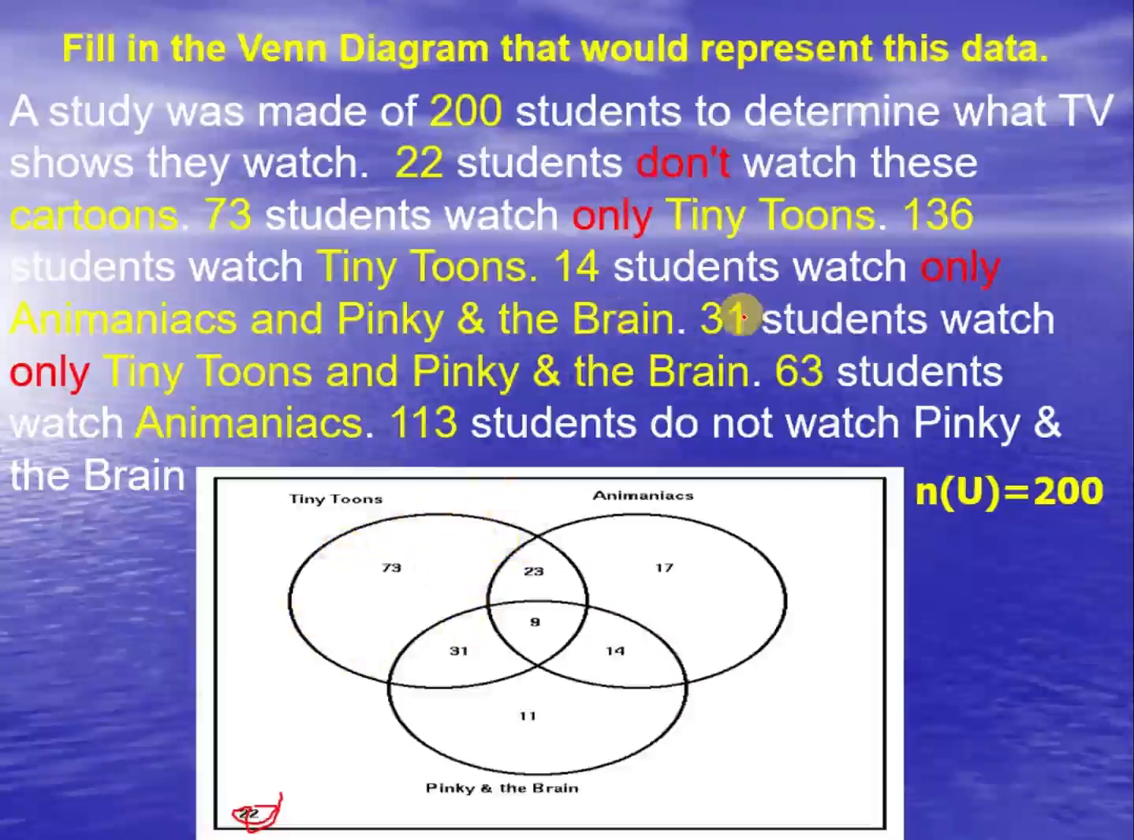Now 136 students watch Tiny Toons. So the whole of this circle, the Tiny Toons, should sum up to 136. You can pause the video and sum that up and see whether you get 136. You take 73 plus 23 plus 9 plus 31, and you must get what? 136.